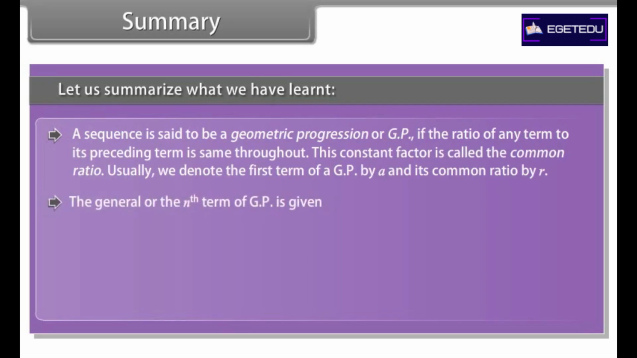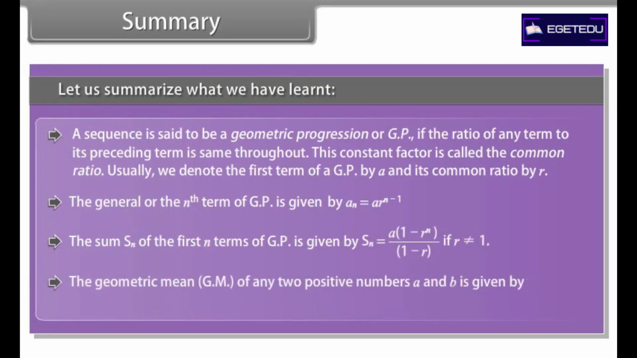The general or the nth term of GP is given by the sum Sn of the first n terms of GP is given by the geometric mean of any 2 positive numbers A and B is given by, that is, the sequence A, G, B is GP.